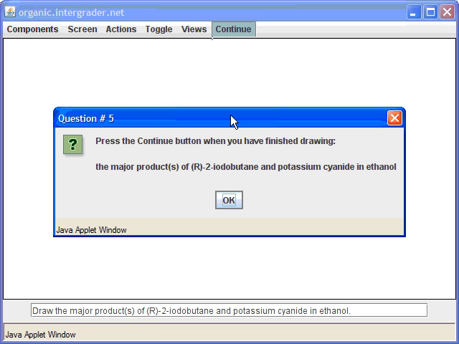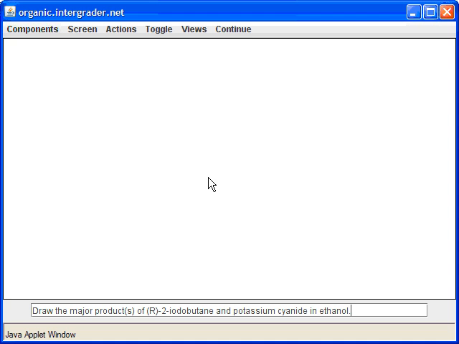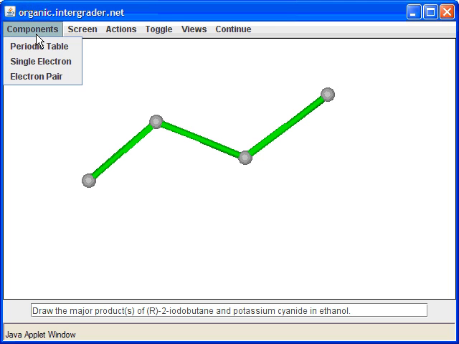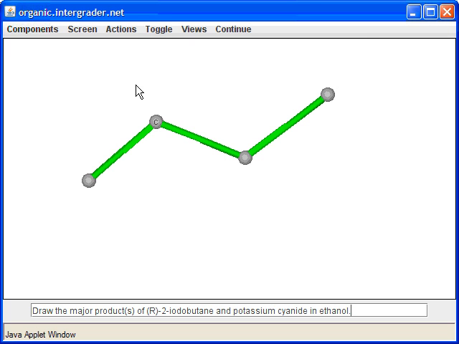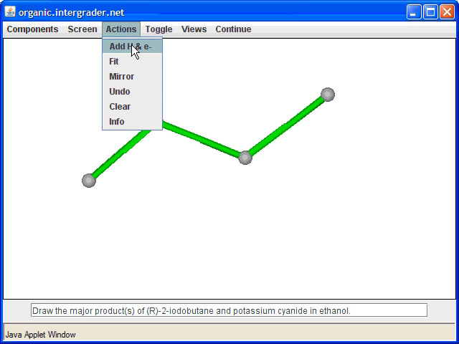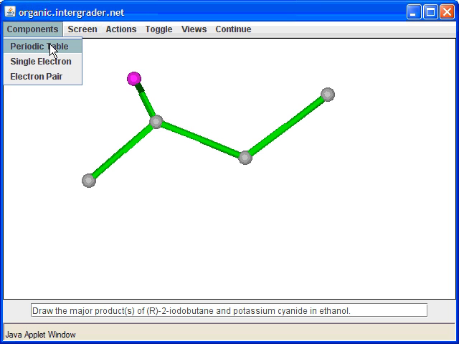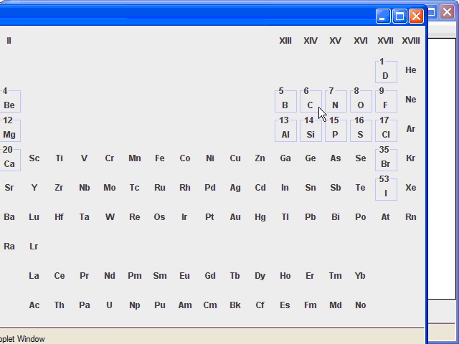Okay, in the next lesson, we're going to draw the major products of (R)-2-iodobutane and potassium cyanide. So we'll put our butane in here, and we'll put our iodine in the second position. And we'll go ahead and also draw our potassium cyanide. So we have to go back to carbon.